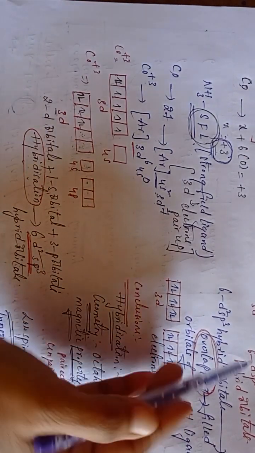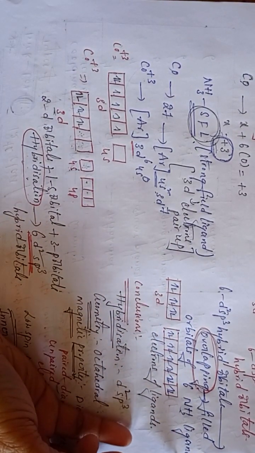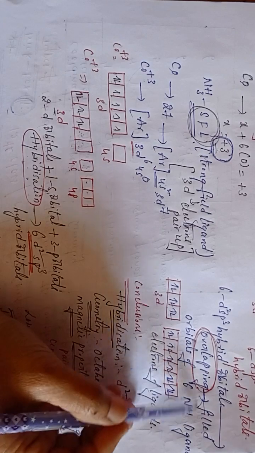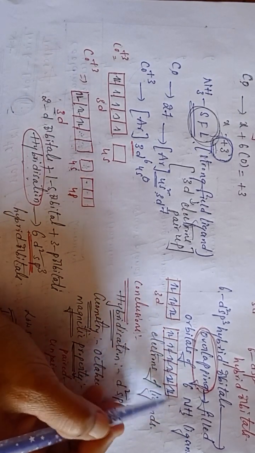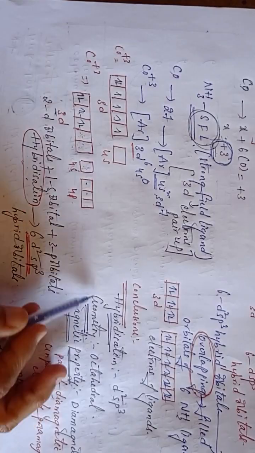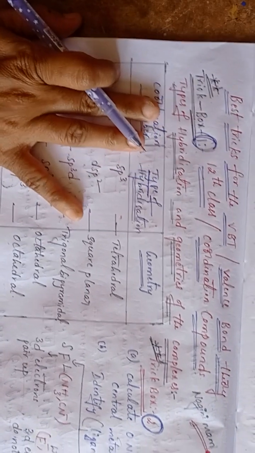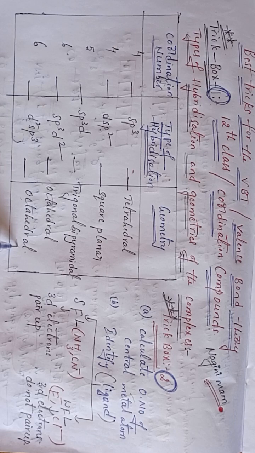Next, these orbitals undergo overlapping with the filled orbitals of 6 ammonia ligands, students. Then 6 ammonia ligands donate 6 pairs of electrons, 1 2 3 4 5 6, to the central metal atom. Then the conclusions: hybridization, octahedral geometry. This geometry, from where can we understand, students? From the trick box 1. Are you clear? From the trick box 1 you can understand the geometry. So we got d2sp3 octahedral.